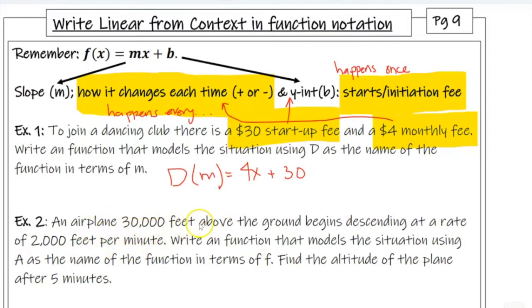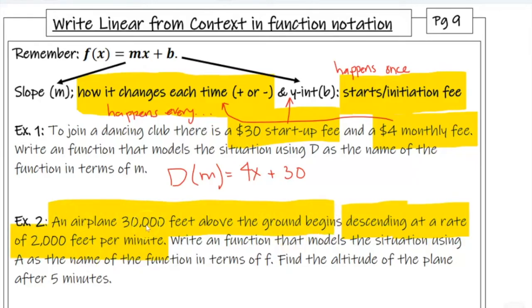An airplane is 30 feet above the ground. It begins descending. So what does this word descending mean? It means going down. If something's going down, it's negative. At a rate of 2,000, so it's descending at a rate of 2,000 feet per minute. So let's talk about that number. This number 2,000, is it something that happens every so often, or is it something that just happens once? Okay, let's think about the other number here. An airplane is 30 feet above the ground. And then it begins.